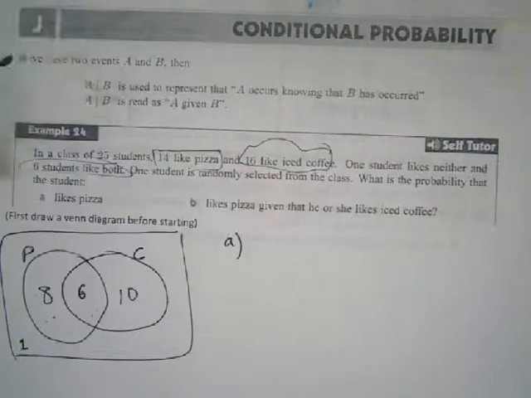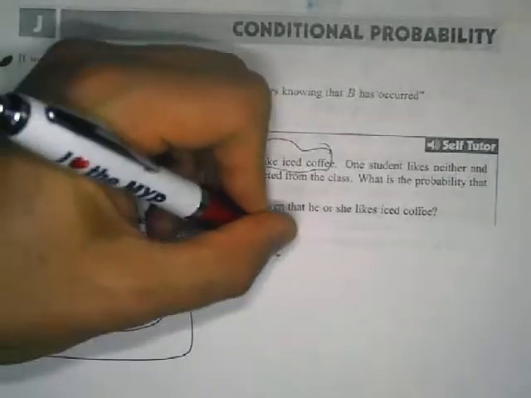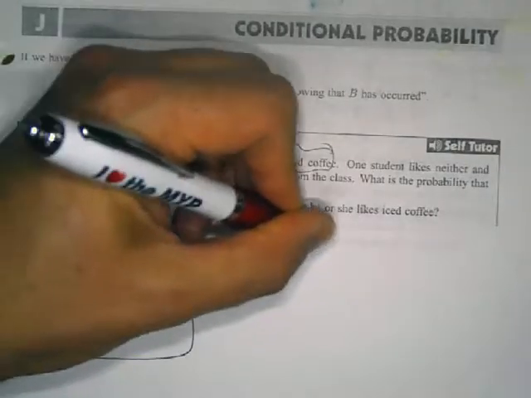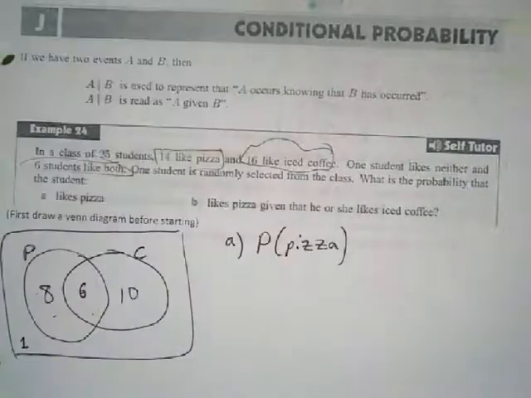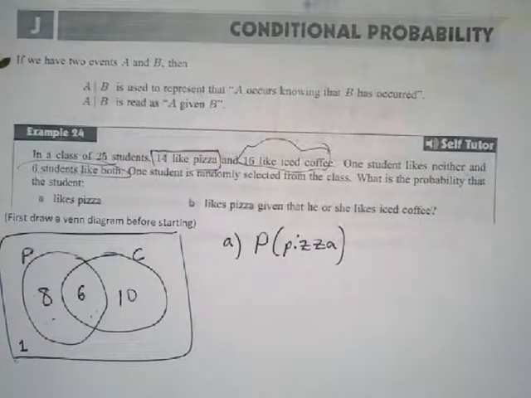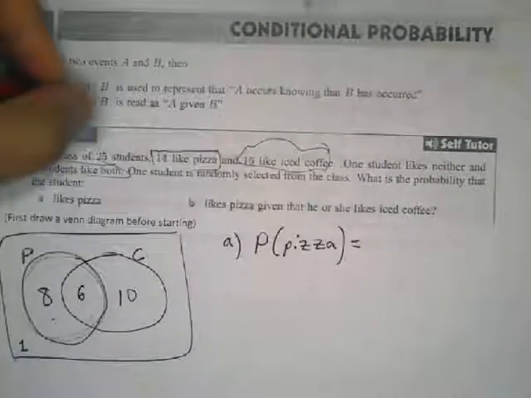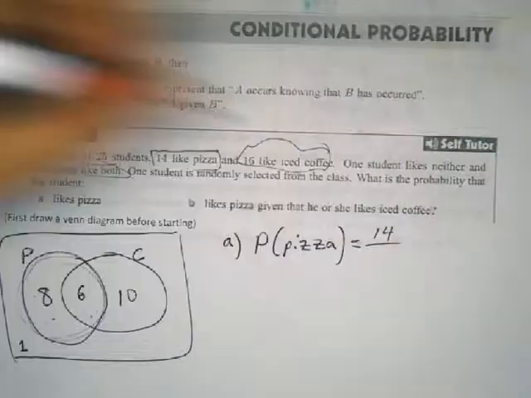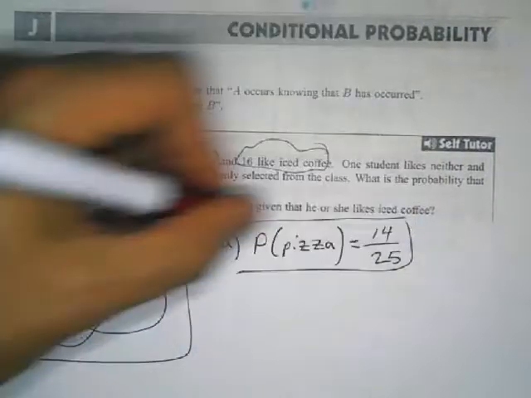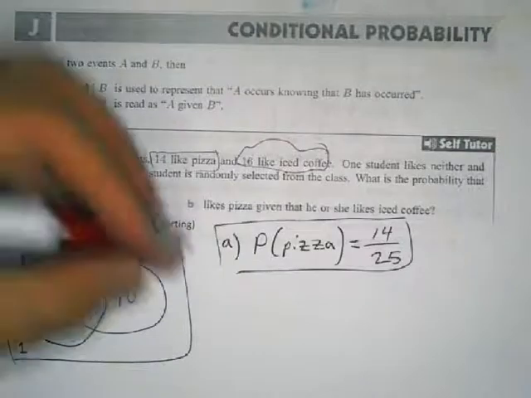What's the probability that a person likes pizza? And when we did this in class, just about every person got this right. The number of pizza-liking people is 8 plus 6, which is 14 out of 25 students. Okay, pretty much everybody got this one right in class.